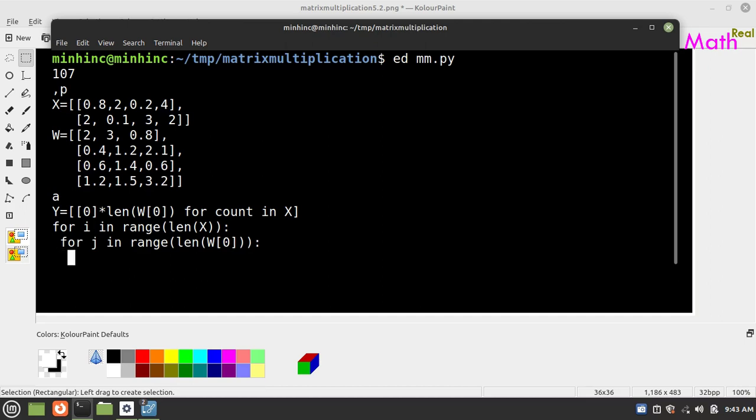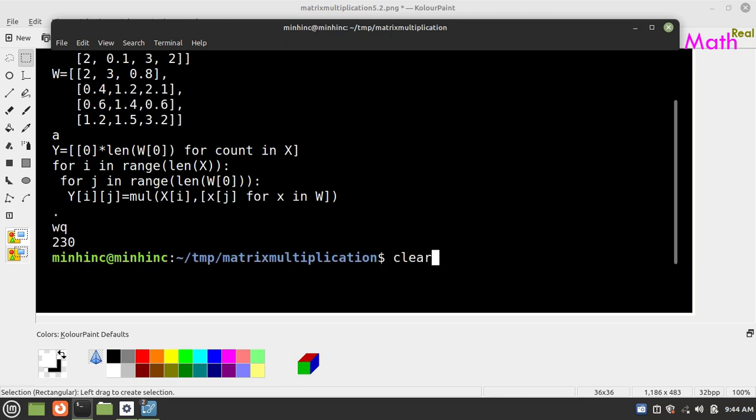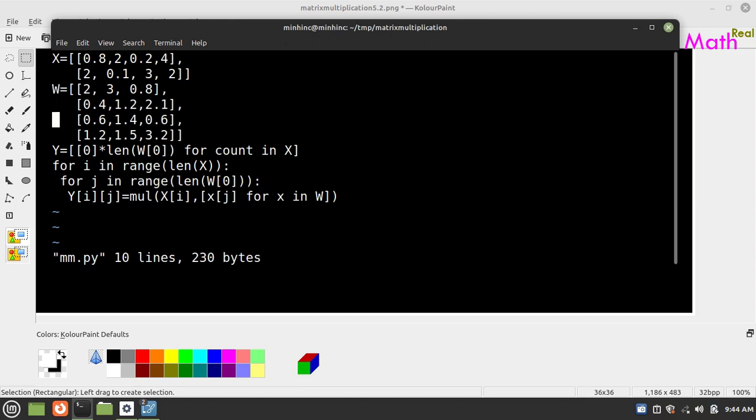Now we'll write for i in len x, for j in range len w0, the way it is, and we'll have the output i j equal to mul. So we will have a function called multiplication, x i and x j for x in w. So this is the complete program for matrix multiplication. We iterate in x and then we iterate.